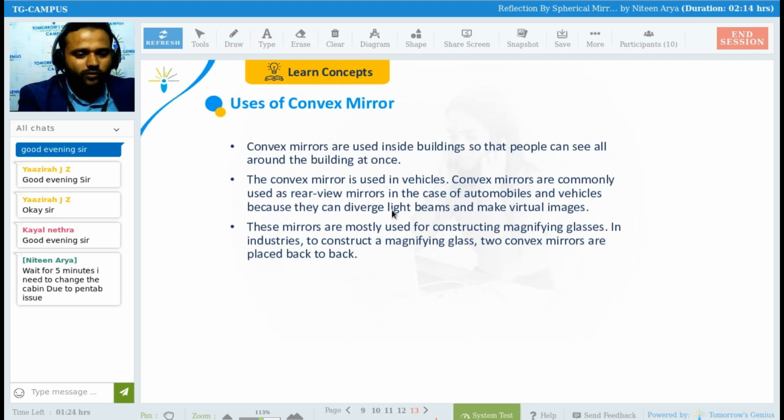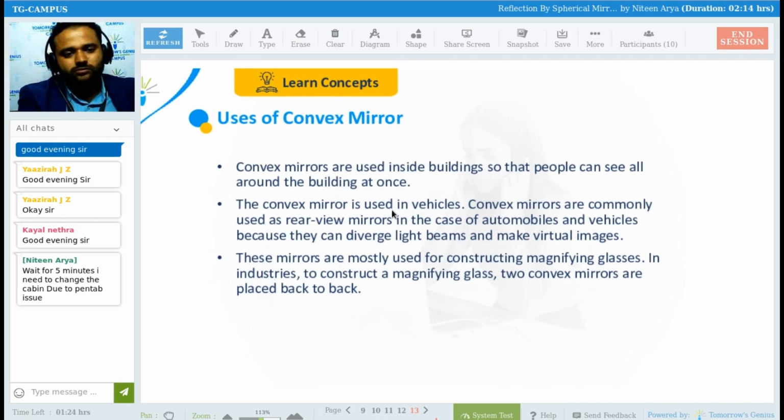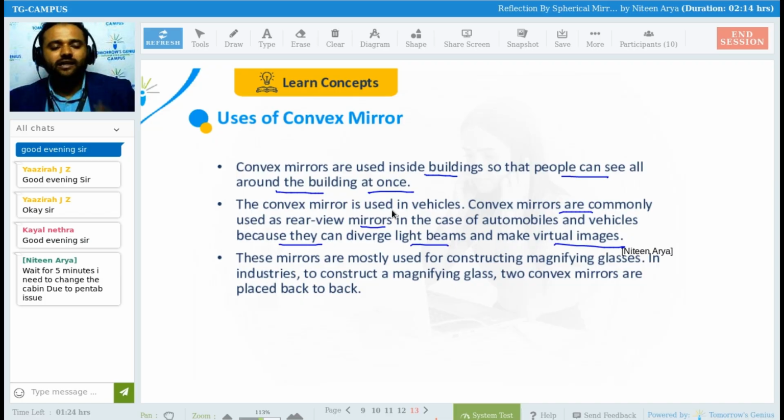Okay. Use of convex mirror. The most important uses are: convex mirrors are used inside buildings so that people can see all around the building at once. The convex mirror is used in vehicles. Convex mirrors are commonly used as rear view mirrors in automobiles, the vehicles, because they can diverge light beams and make virtual images, and you can see a large area of the scene behind.